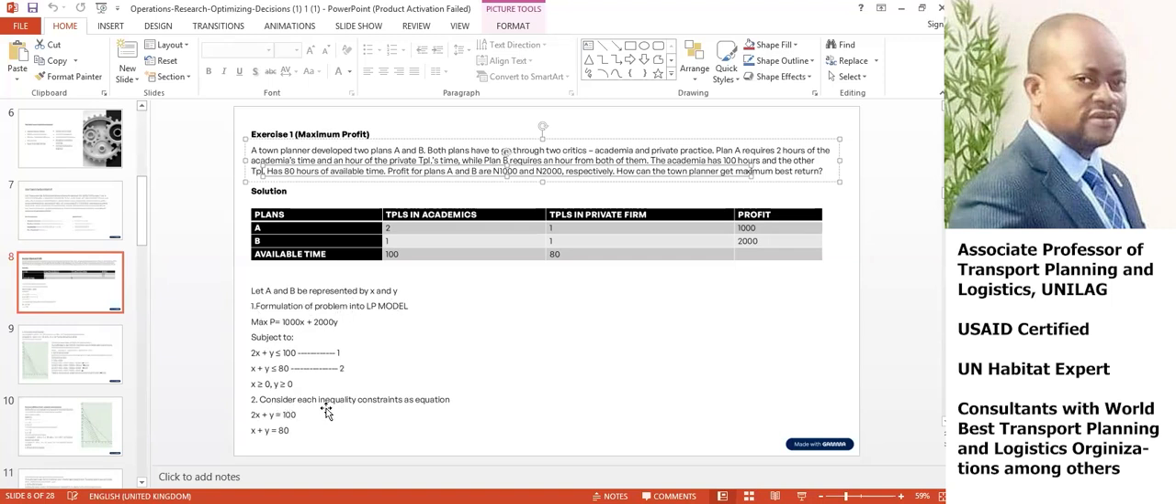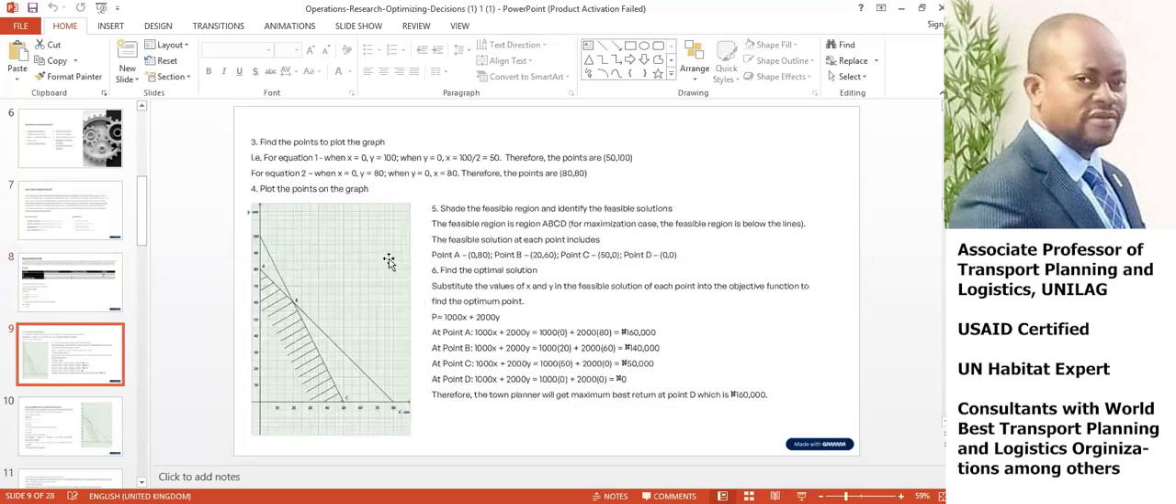Number 2 is to consider each inequality constraint as equation. So all these greater than or equals to, you can see that we are saying equals to here. Can you see that? Yes, sir. So that is number 2. And you have to read through this and you see that we just have to convert it into equation.